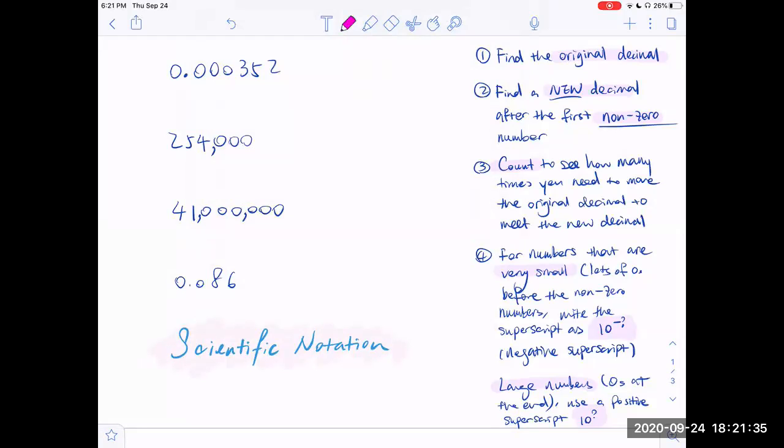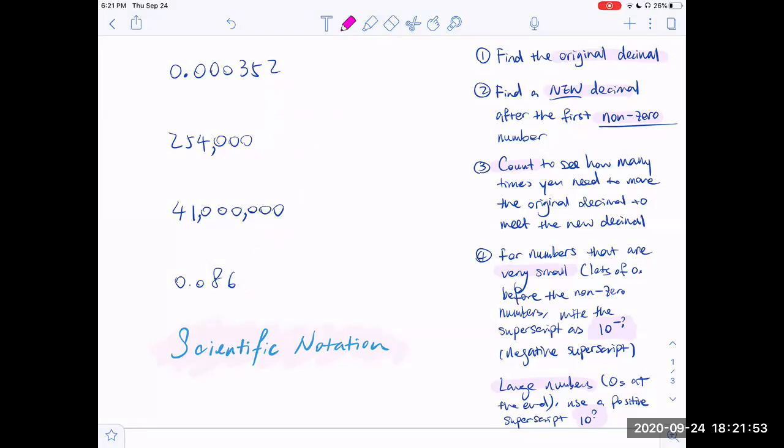Hello students, in this video I'm going to show you how to do scientific notation. As you can see on the left side, there are a lot of numbers that are really large or really small. So in science, we often encounter these numbers that are really large or really small, and it's difficult for us to count the zeros, right?